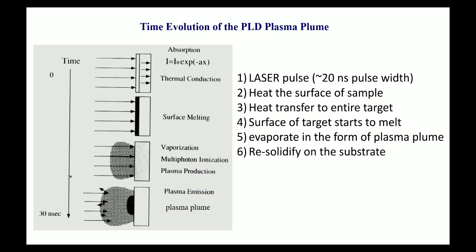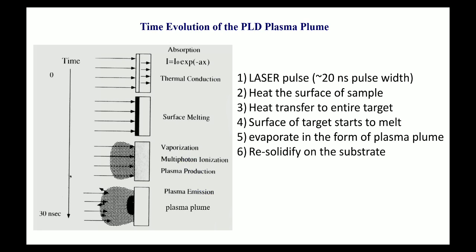So these laser pulses basically hit the surface of the sample. The initial laser pulses get absorbed in the target. Once they get absorbed, the surface of the sample starts to become hot. Once it becomes hot, the pulses incident on the surface of the target start to melt the initial layer of the target material. So the surface of the target starts to melt.